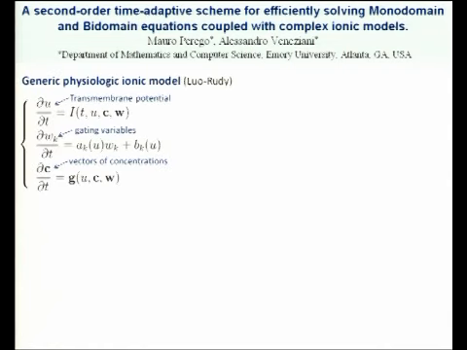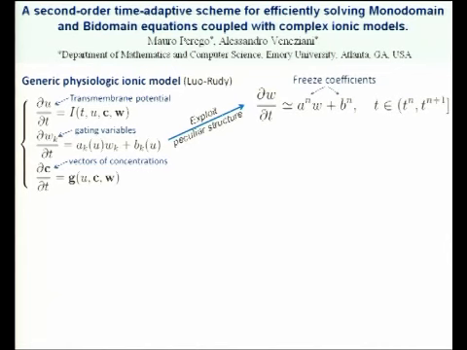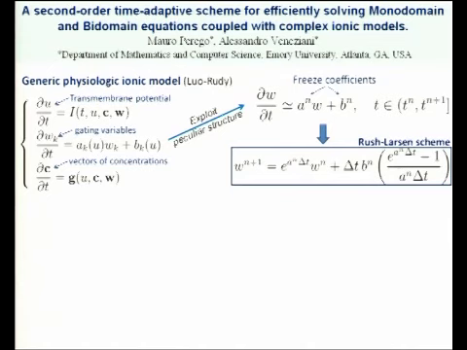So we devised a numerical scheme for solving the complex ionic models like the Luo-Rudy one. If we recast the ionic model in this form, where we have the transmembrane potential equation, the gating variable equation, and the concentrations equation, and exploiting the peculiar structure of the gating variables, we can, if we freeze the coefficient over a time interval t_n to t_{n+1}, get the well-known Rush-Larsen scheme.